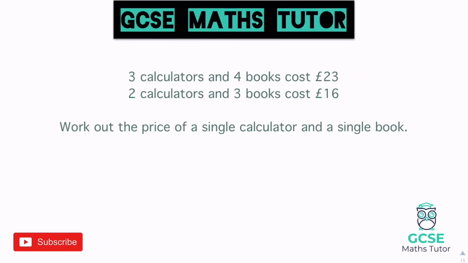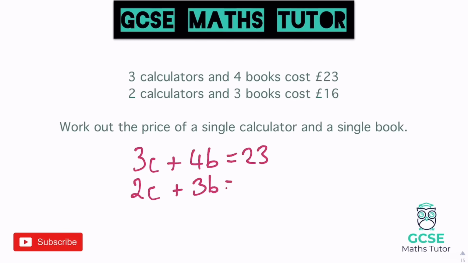So we have to create the equations ourselves here. So let's have a look. We've got 3 calculators and 4 books cost £23. Let's just call the calculator C, so 3C, plus 4 books, let's call that B, equals 23, and we've got an equation there that looks similar to the last question. The next statement, we've got 2 calculators, so 2C, add 3 books, so 3B, equals 16. There we go, so again we've got an equation 1 and an equation 2.